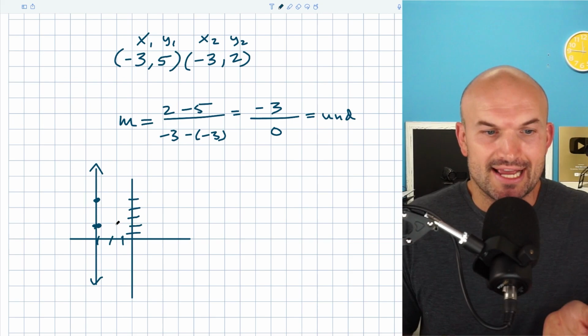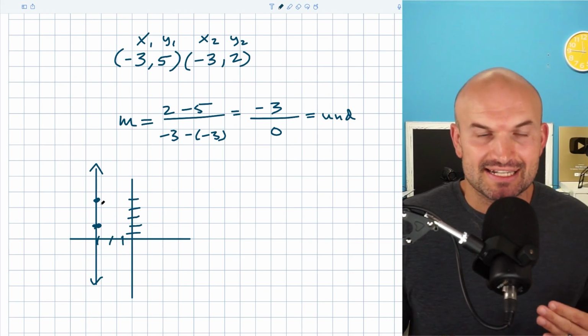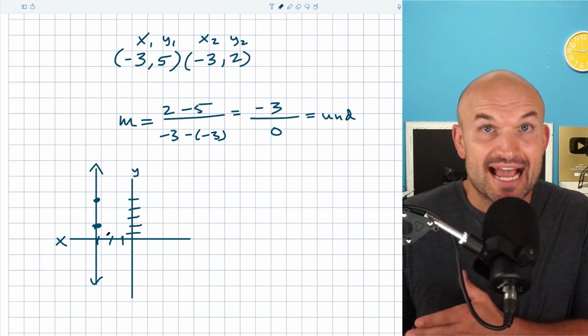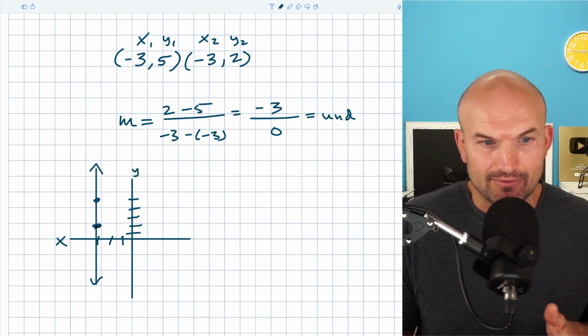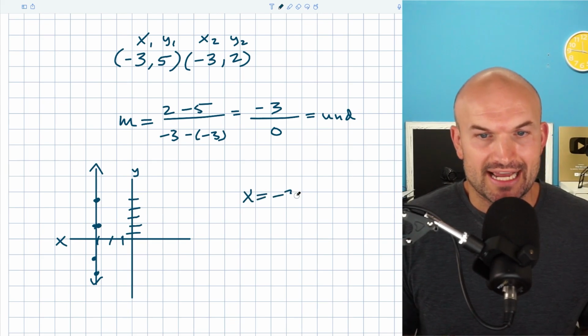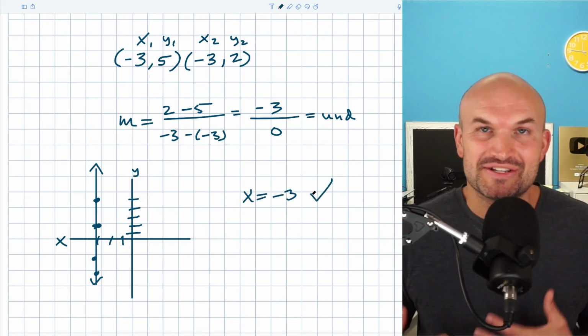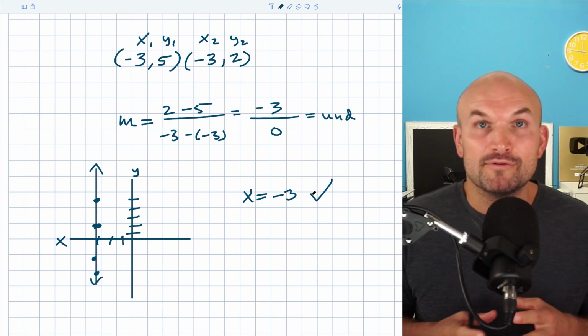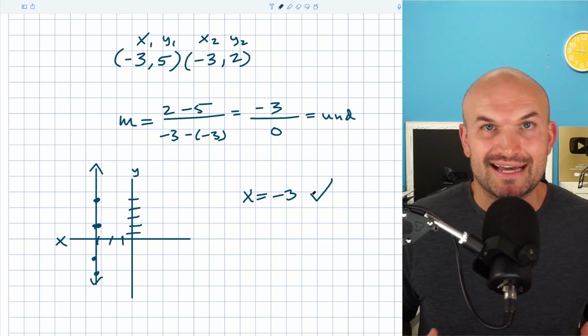Well, y equals -3 represented a horizontal line. So if you can see, this is the x-axis and this is the y-axis. So the x coordinate is always equal to -3. It doesn't matter what point I pick on this line, x is always going to equal -3. So that indeed is going to be the equation of our line. And it was really helpful because if I can recognize that my slope was undefined or if my slope was 0, you can write the equation of the line pretty quickly.